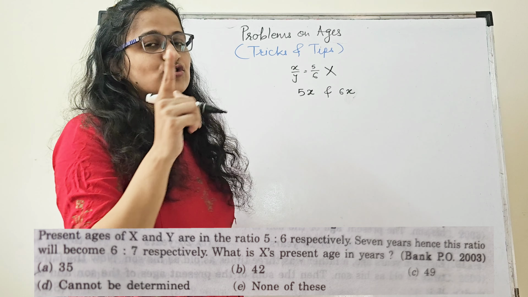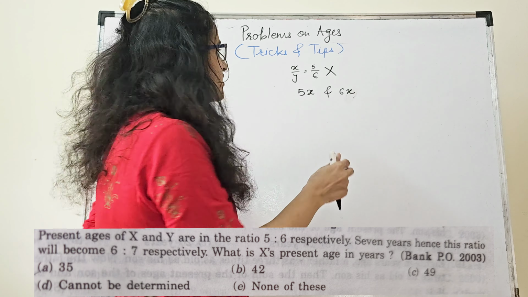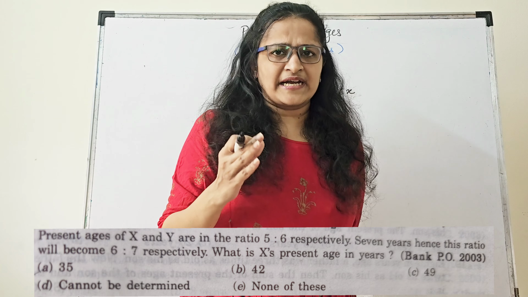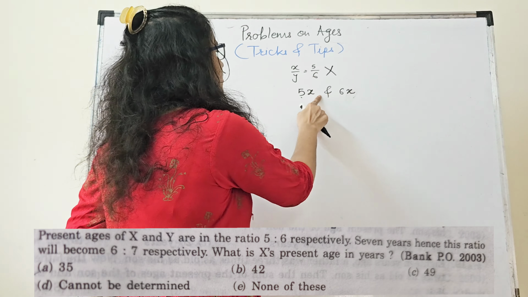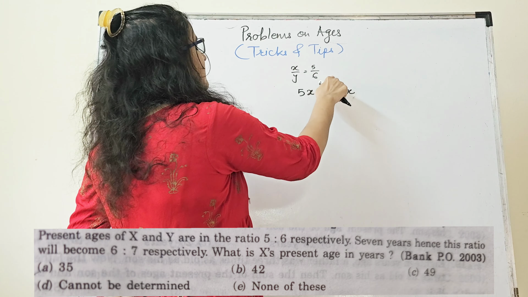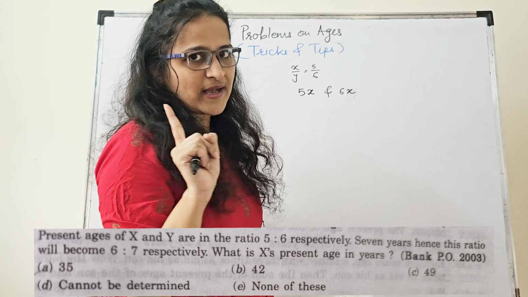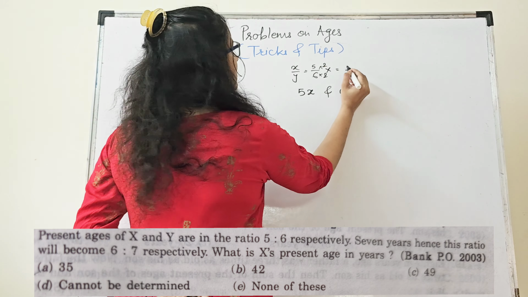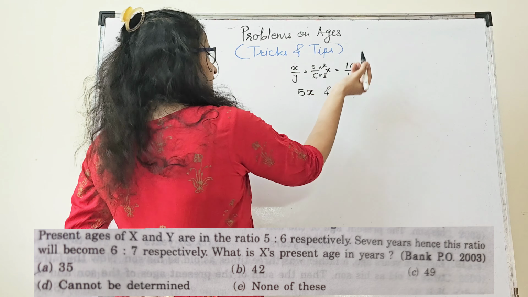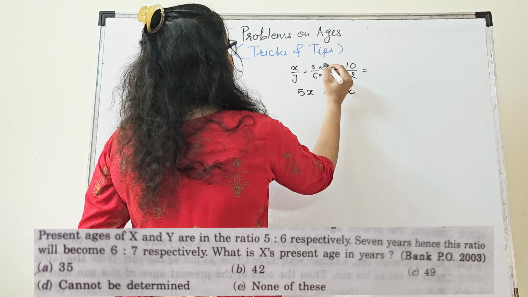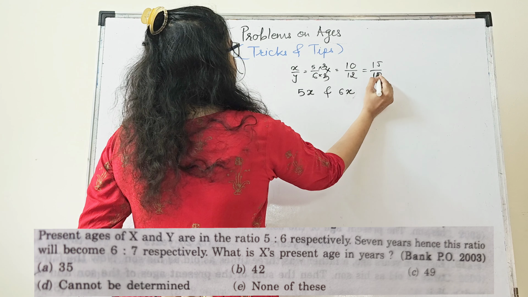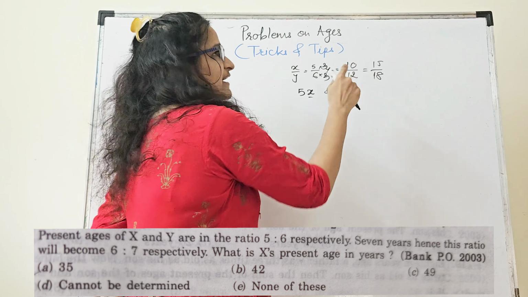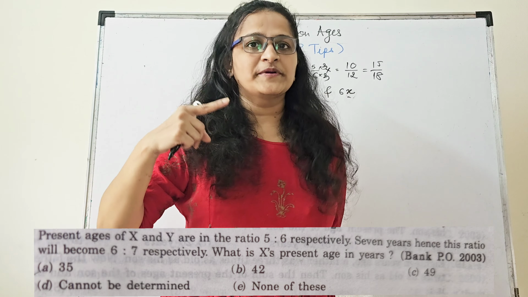I will tell you the logic, because I don't believe in mugging up anything, especially in maths. Everything is logical, so understand the logic behind this x. Basically, this is the ratio between the ages of x and y, meaning it can be multiplied by 2, and their ages are going to be 10 and 12. We can multiply it by 3, then their ages are going to be 15 and 18. You getting my point? So this x is nothing but that multiplier which is common for the numerator and denominator.